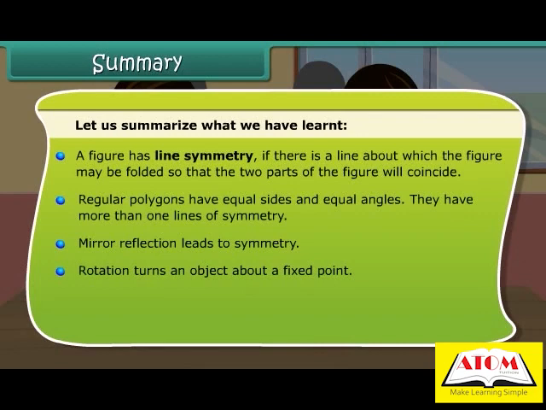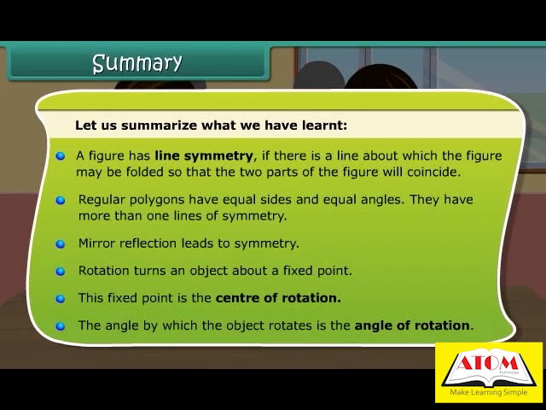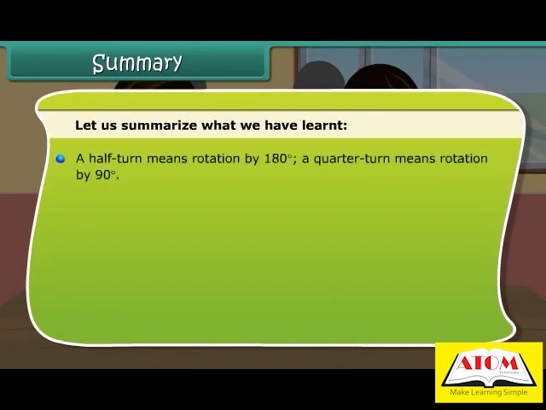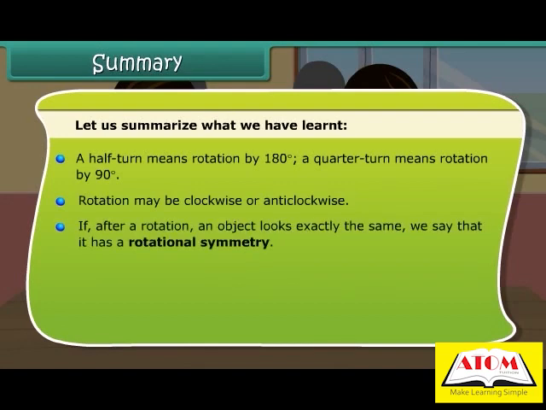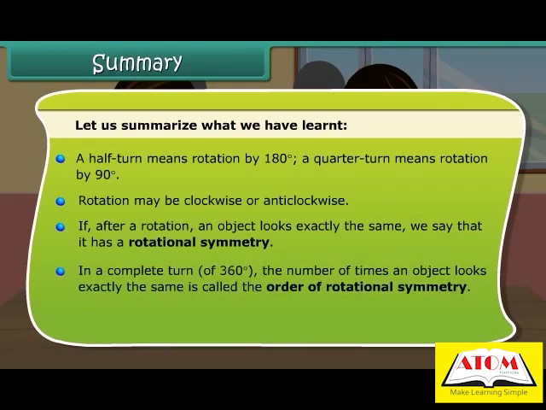Rotation turns an object about a fixed point. This fixed point is the center of rotation. The angle by which the object rotates is the angle of rotation. A half turn means rotation by 180 degrees. A quarter turn means rotation by 90 degrees. Rotation may be clockwise or anti-clockwise. If after a rotation an object looks exactly the same, we say that it has a rotational symmetry. In a complete turn of 360 degrees, the number of times an object looks exactly the same is called the order of rotational symmetry.